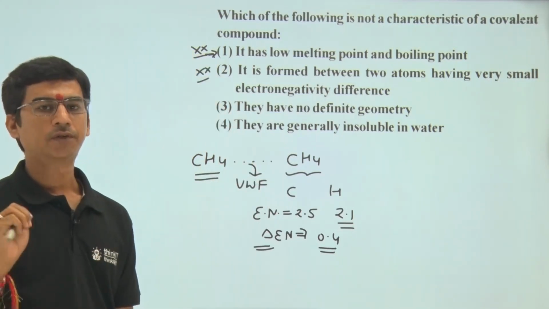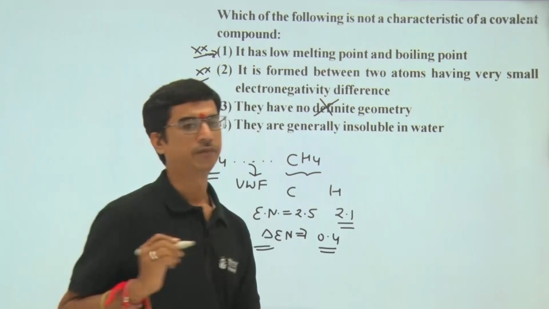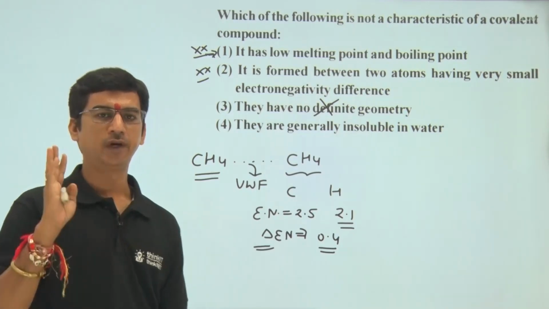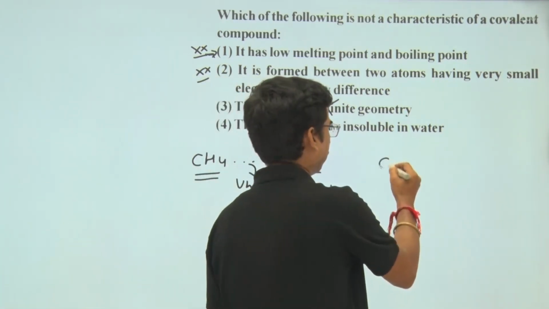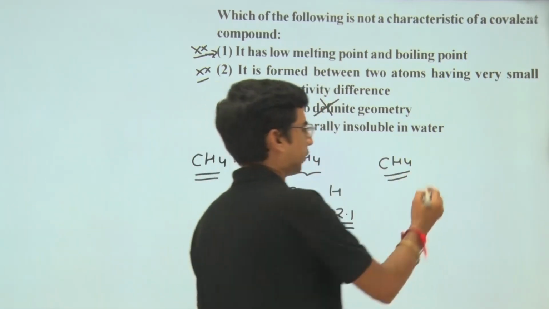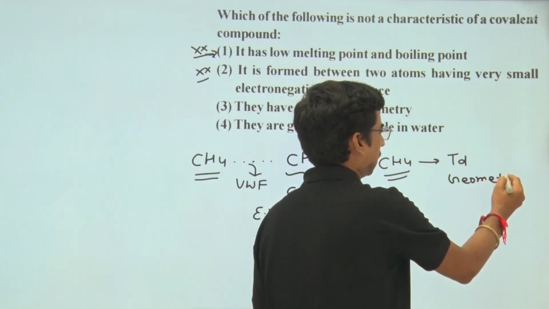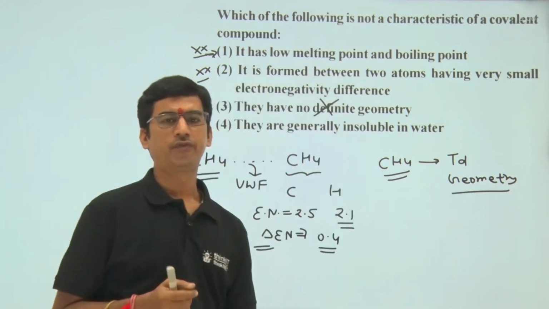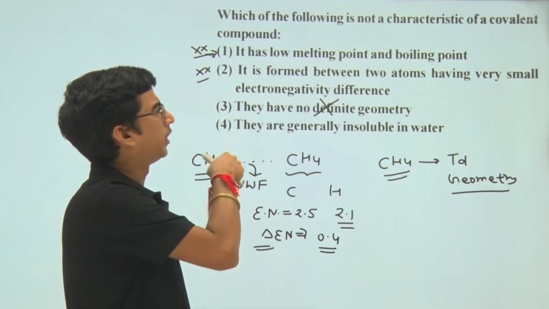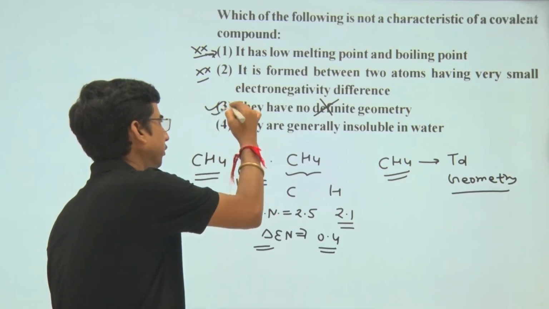If we look at option number 3, they have no definite geometry. Basically this is a wrong statement, because covalent compounds have a definite geometry. For example, the CH4 molecule has tetrahedral geometry. Tetrahedral geometry means all the CH bonds are placed along the corners of a tetrahedron. Thus point number 3 is not valid and we have to identify a point which is not valid for covalent compounds. Thus the answer will be 3.